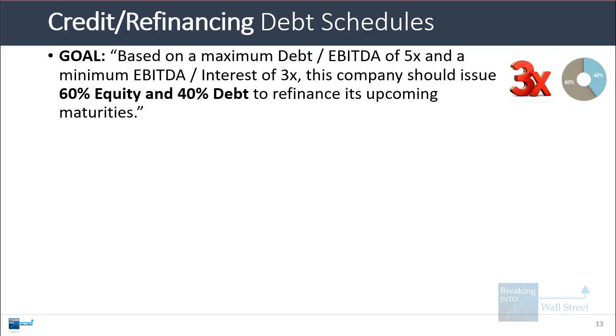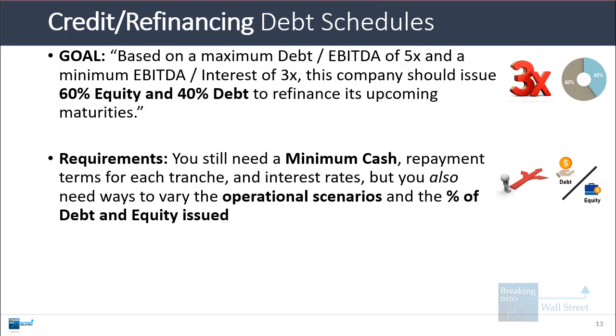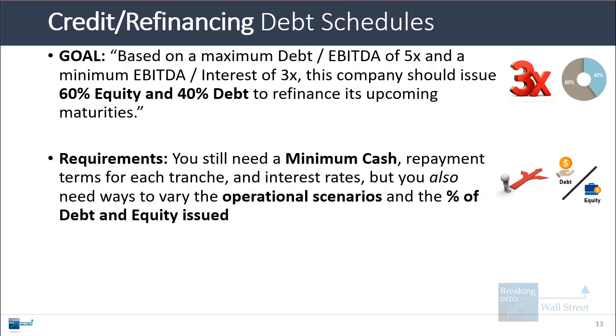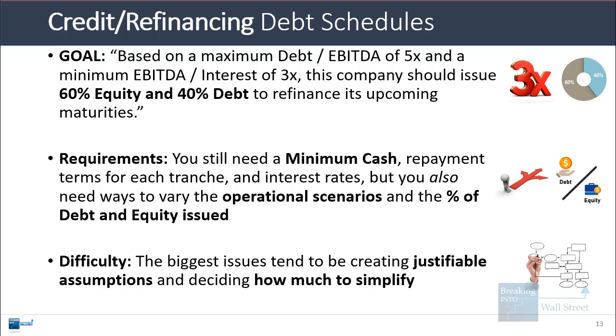And the constraints could include the minimum or targeted cash, but it could also include things like a maximum debt to EBITDA or a minimum EBITDA to interest. You need the minimum cash, the targeted credit stats and ratios. You need the interest rates, the terms of each tranche of debt, but you also need operational scenarios and you need a way to vary the percent of debt and equity issued and also maybe even the types of debt and equity that are issued. The biggest challenge is usually about creating justifiable assumptions and deciding how much to simplify.